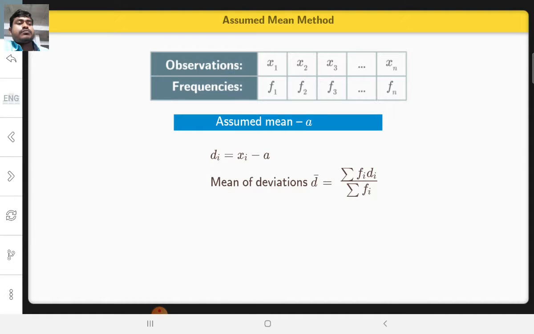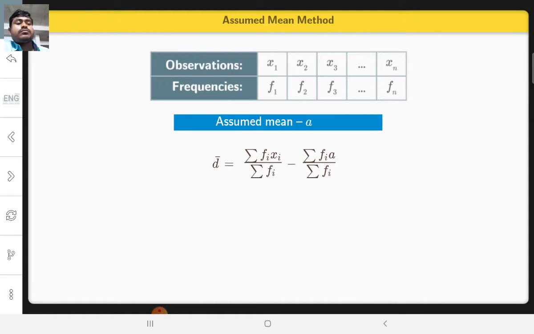Here, the mean of the deviations can be calculated as the ratio of the sum of the product of the deviations with corresponding frequency to the sum of all the frequencies. Substituting the value of di as xi minus a, we get x bar is equal to a plus sigma fi di divided by sigma fi.